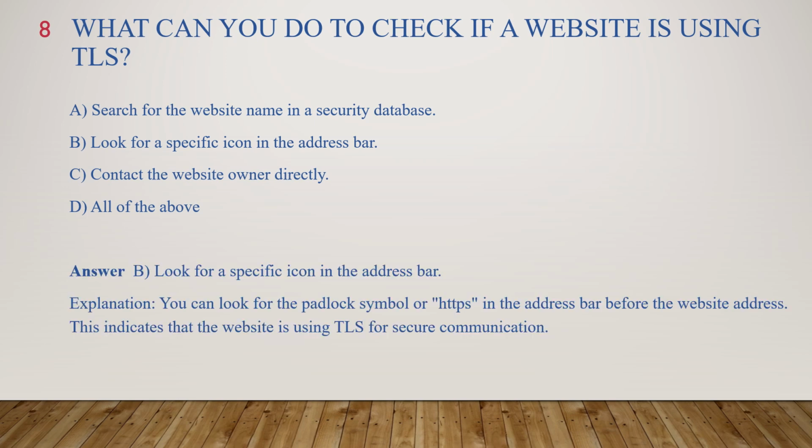The best way to check if a website is using TLS is B. Look for a specific icon in the address bar. Here's a breakdown of the options. A. Search for the website name in a security database. While some databases may list TLS information, it's not a reliable or complete method. It's better to check directly.